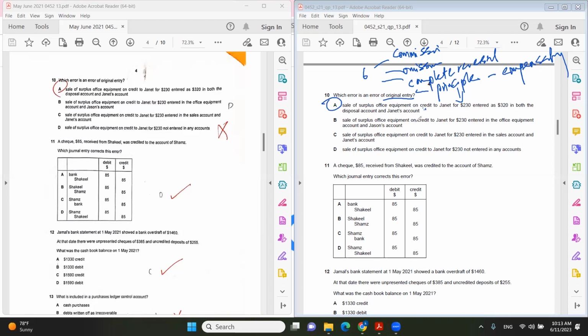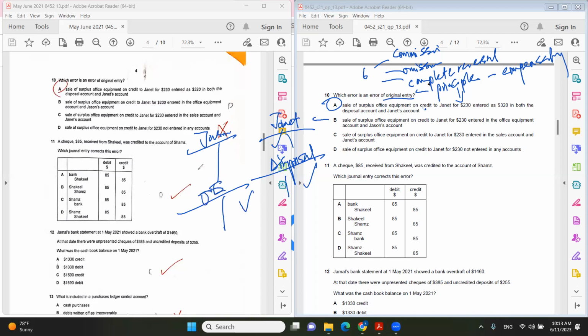B, sales of surplus office equipment on credit to Janet, to enter in the office account and Jason account. So in here, we have sales of this entry. On credit, we suppose to debit Janet, and then credit the disposal account. These are two double entries, but we make a mistake. We go to enter in the office equipment account and Jason account. That means we put Jason and then here we put office equipment account. We do this double entry.